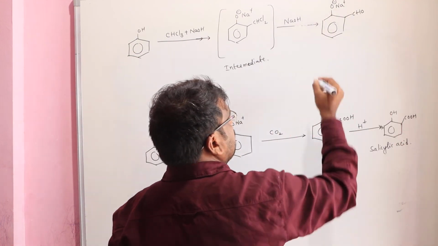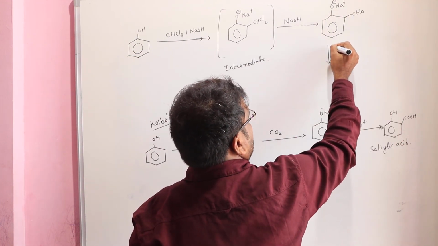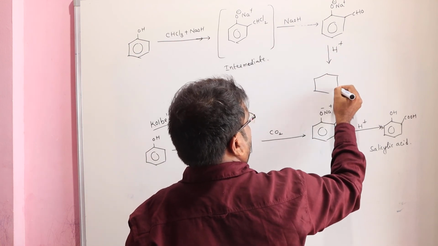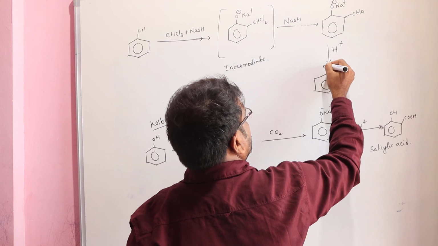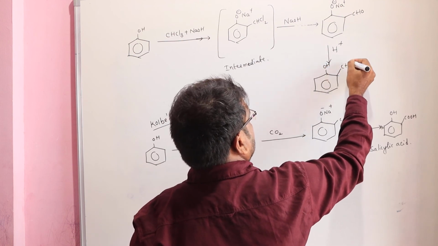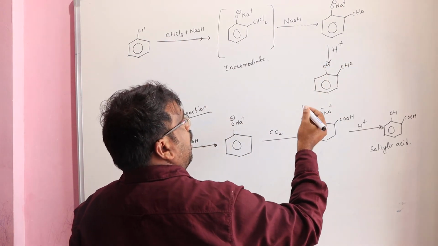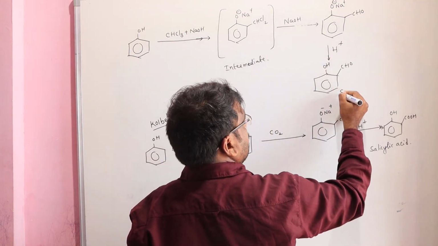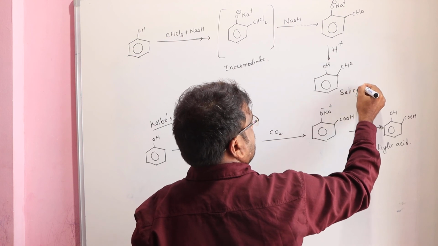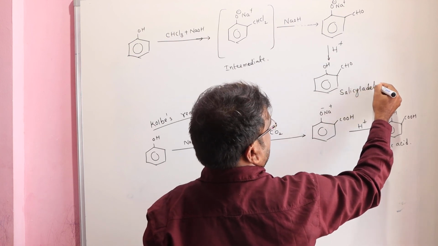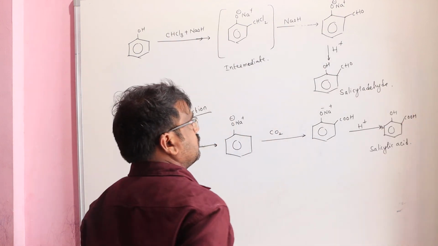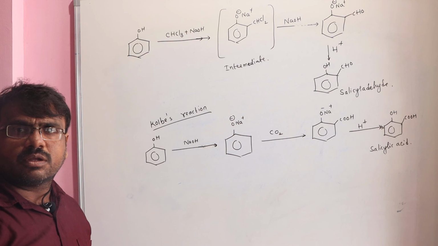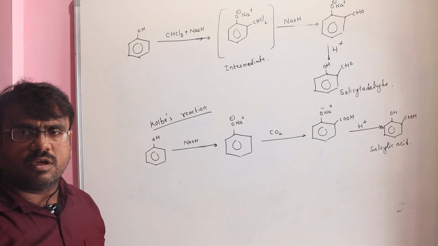And if it is treated with acid, H+, then our final product is benzaldehyde, ortho-hydroxybenzaldehyde or salicylaldehyde. Salicylaldehyde. So this is about the Riemer-Tiemann reaction and next, Kolbe's reaction.